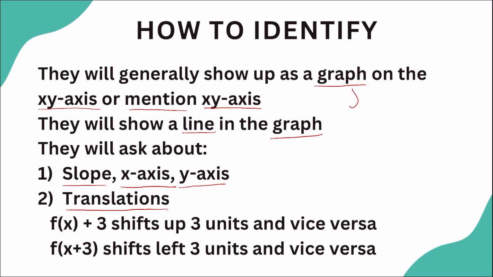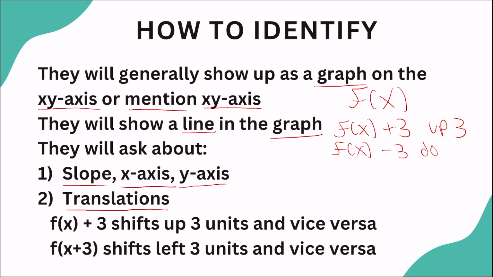So let's say we have our equation f of x. So if we take f of x and we add 3, this is moving our equation up 3 units. And so your y-axis is going to move up 3 units. So up 3. Okay, and then the opposite of that is if we had f of x minus 3, we're moving down 3 units, and this will make your y-axis 3 units less.